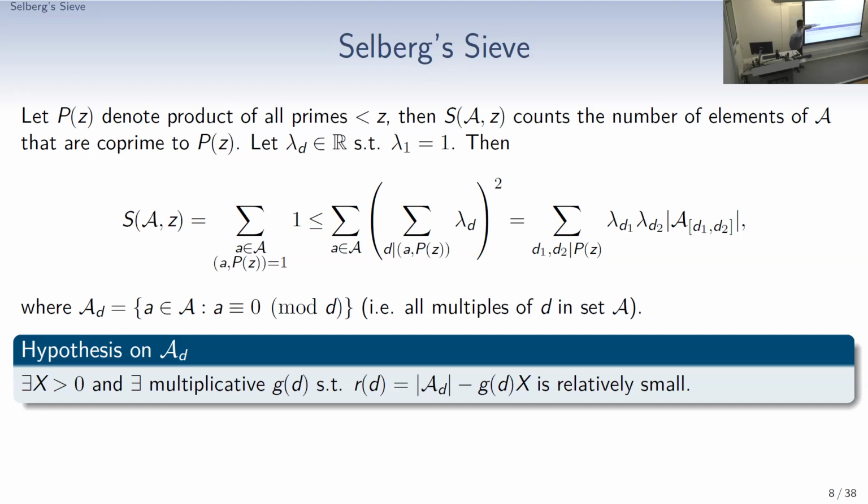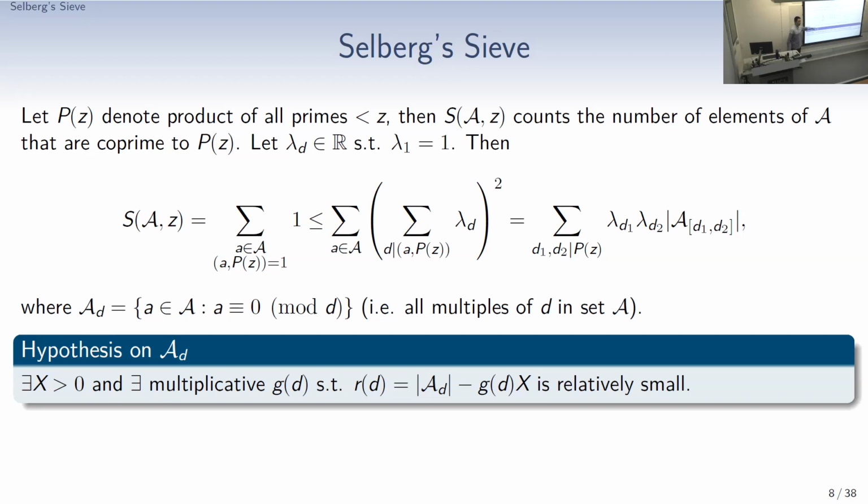So the result is this, and this bracket just denotes the least common multiple of these two integers. In order to expand the right-hand side, we need to obtain certain estimates for the size of the set A_d. By plugging in certain concrete examples, we see that in most cases we can find some function g of d such that the size of the set is roughly g of d multiplied by X, and X is just some positive real number.